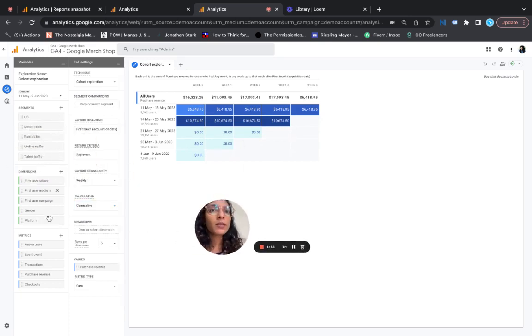Play with segments and dimensions, use device breakdown and gender breakdown, platform breakdown, or whatever that is, to give you an understanding of how well your product or service is bringing back customers to you.